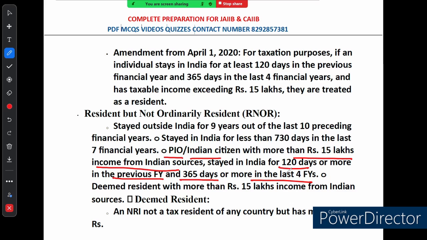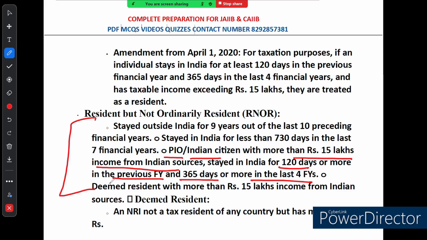In simple terms, RNOR status is for people who are resident but have not spent enough time in India recently to be considered fully ordinary resident. This category affects how much tax you have to pay in India, right? Is it clear? So RNOR simply means those people who are resident. Why are they resident? Because they have stayed for at least 2 years in the last 7 years.